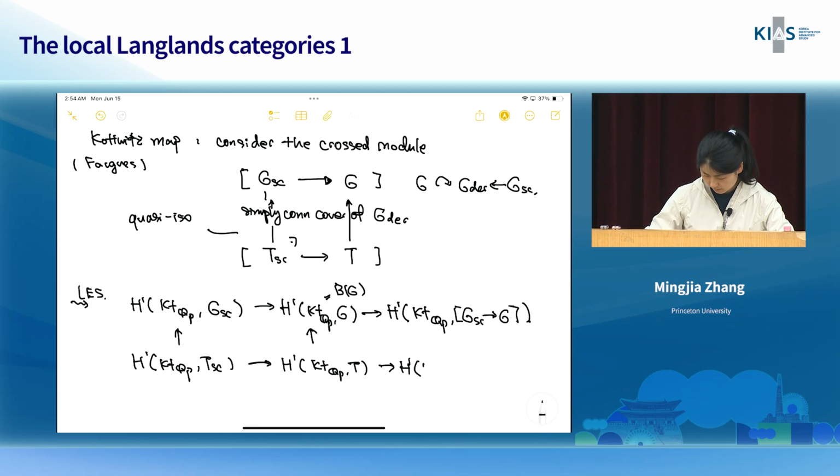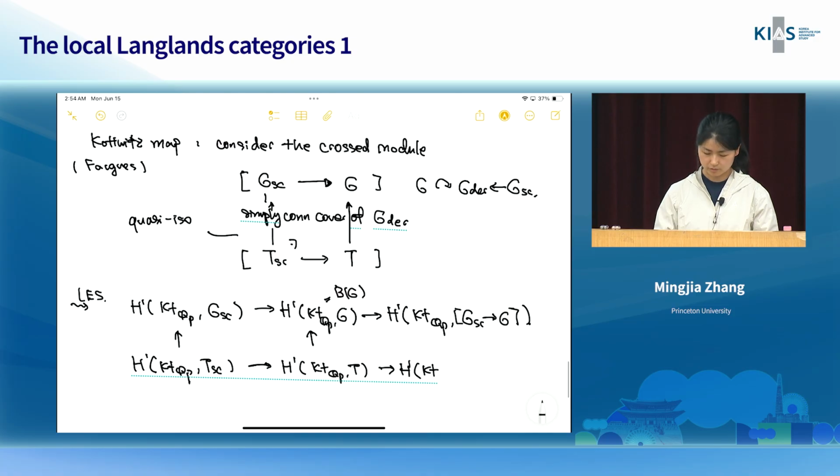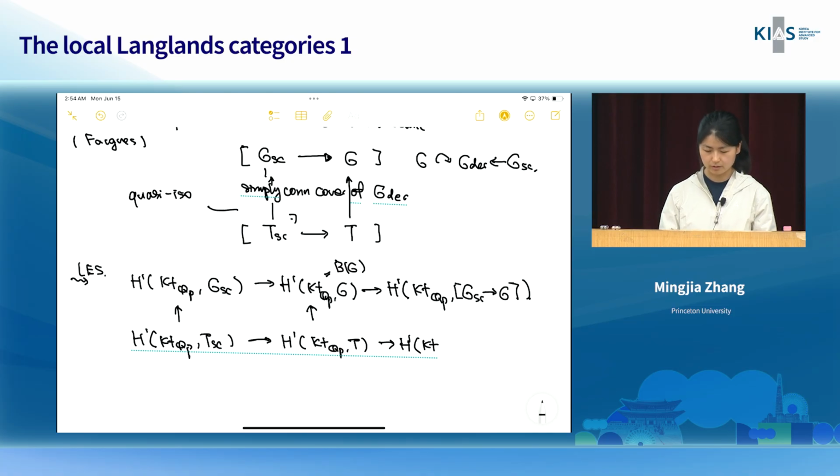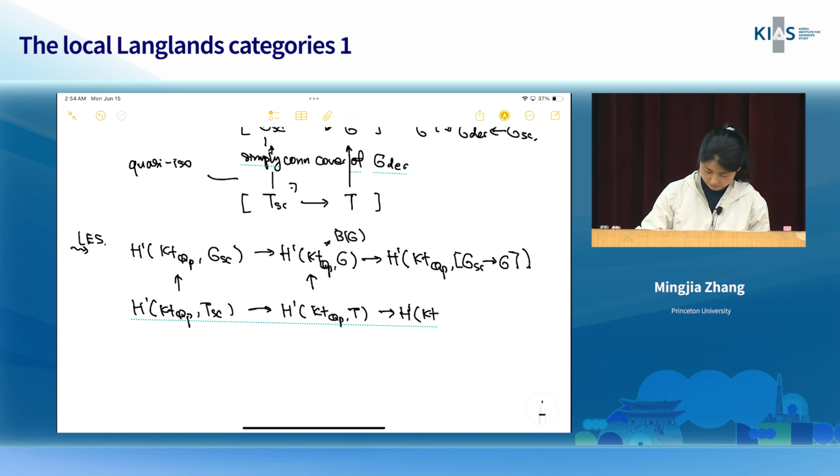Sorry, can you say what's a crossed module? So basically, the datum of this map of groups, together with an action of G on the first one. So this is generalizing the notion of a normal subgroup, for which you can take a quotient. Right. But I guess this is a more classical approach, before stacks and so on were popularized.